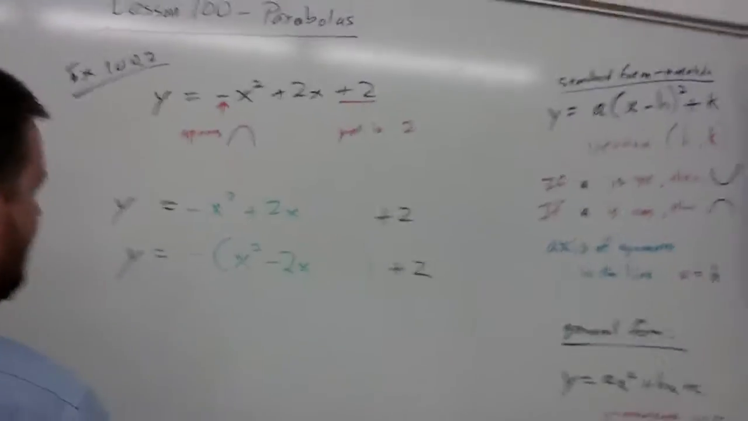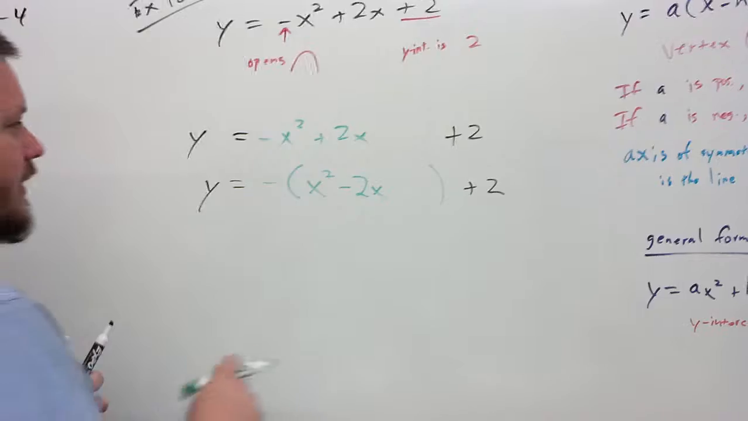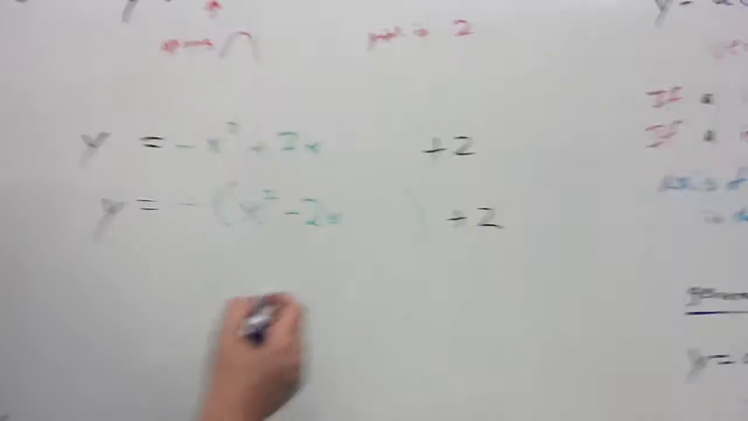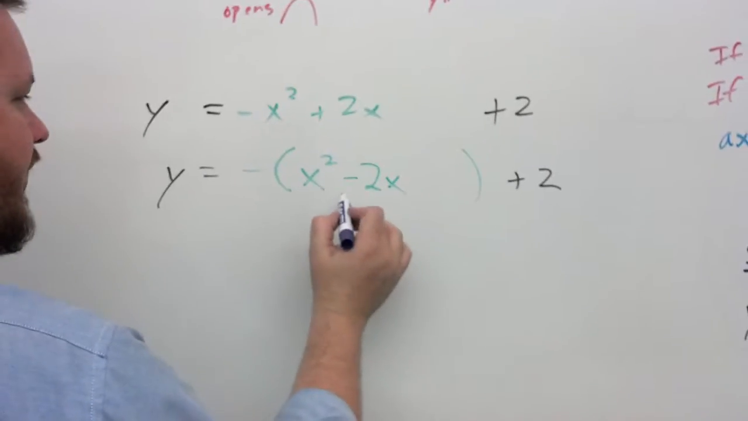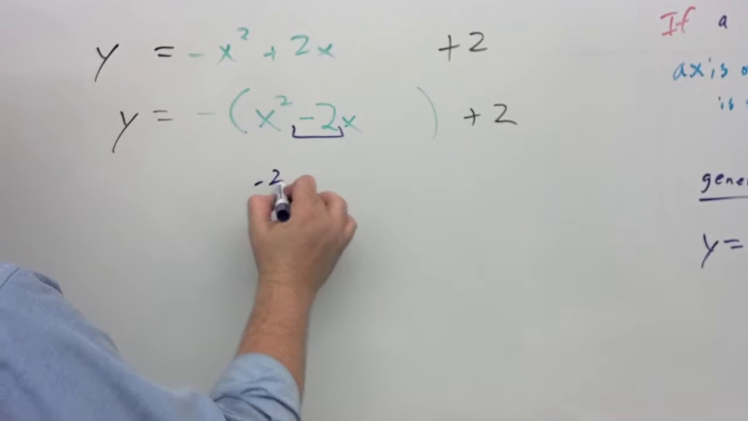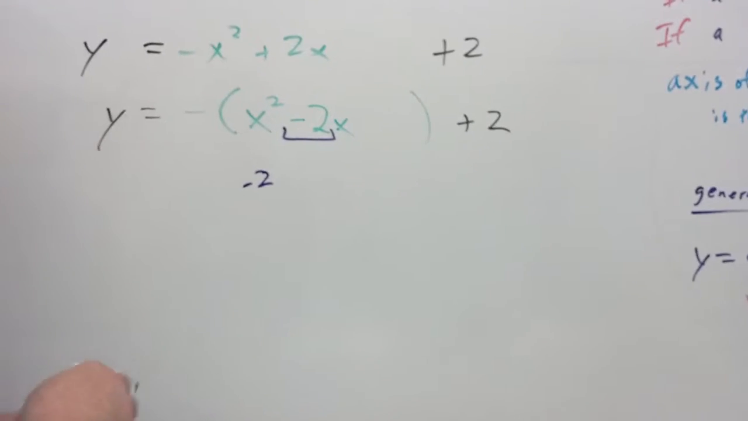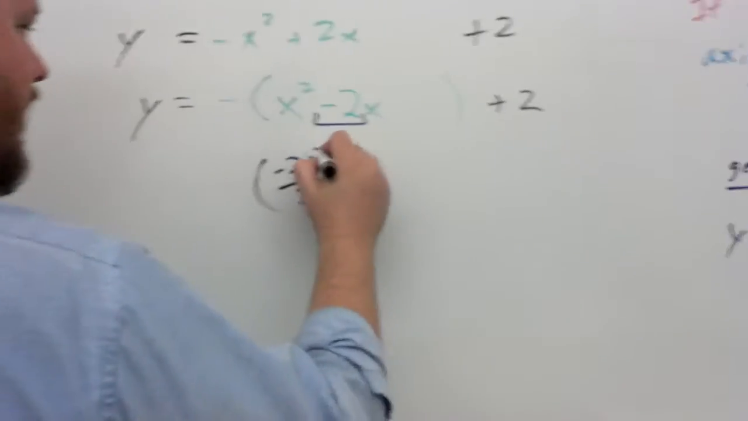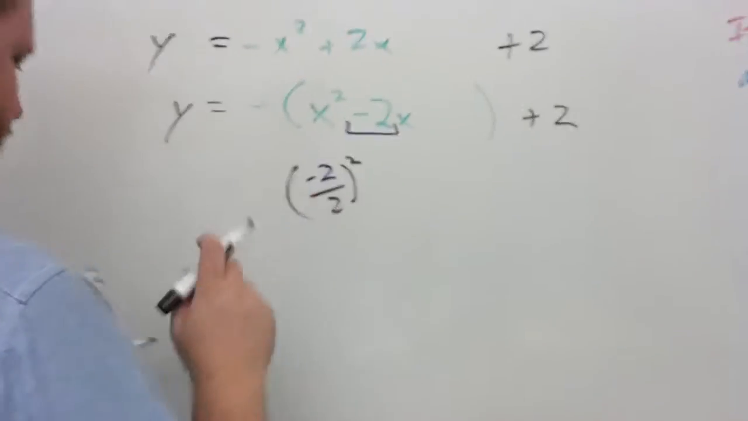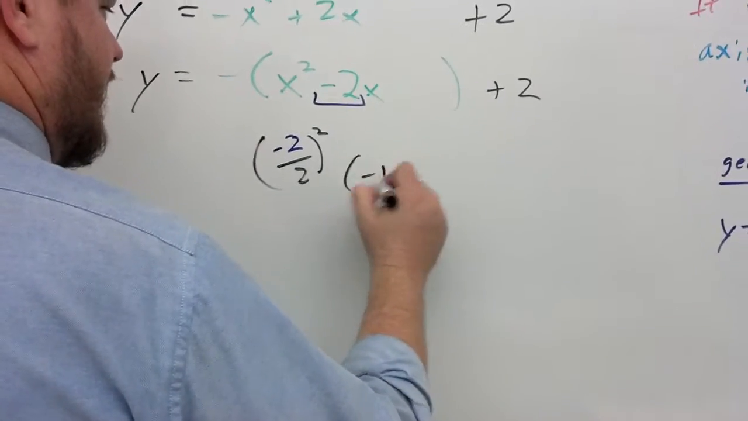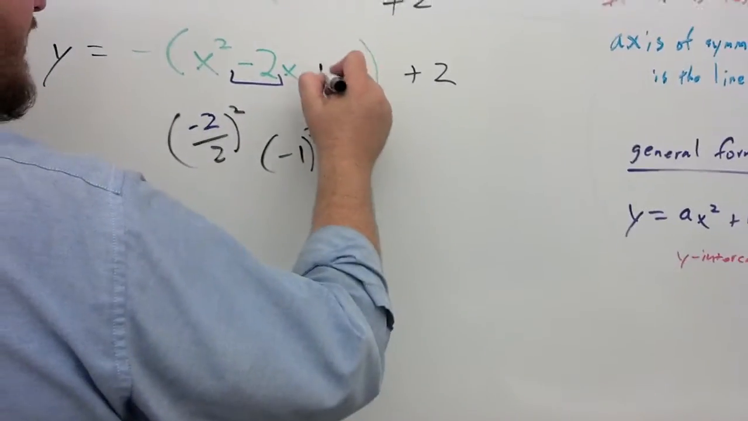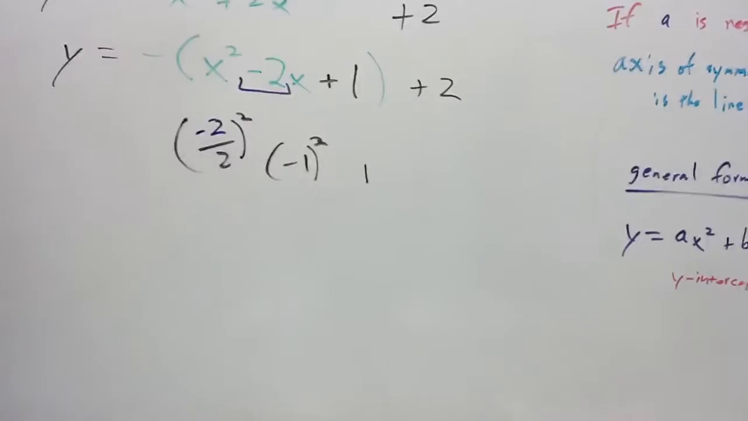All right, so let's complete the square. I'm going to do this in a different color. Let's do purple. So how do I complete the square? Take the coefficient of the x term, divide by 2, and square that. What's negative 2 divided by 2? Negative 1, and that's being squared, and so that is 1. So 1 is what I need to add here to complete the square.